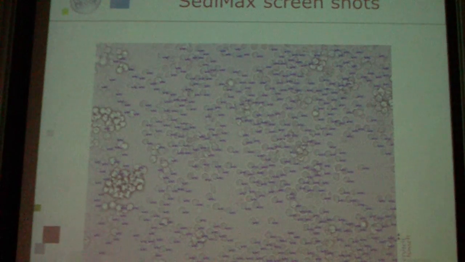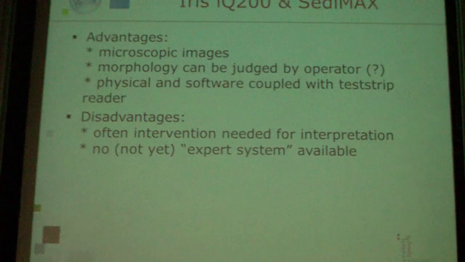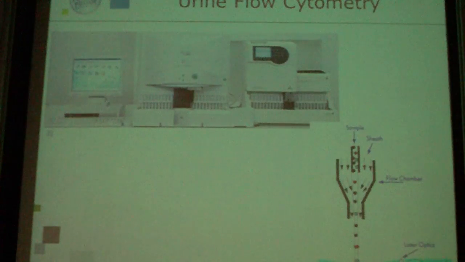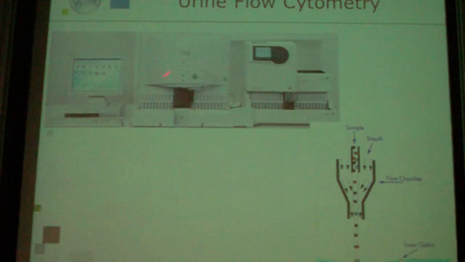These are some examples. You can see this automated microscopy. These are the advantages of automated microscopy: you still have images available, you can judge the morphology, and you have a combination with the test strip reader. But there's also a different technique available for routine clinical use, and that's flow cytometry.